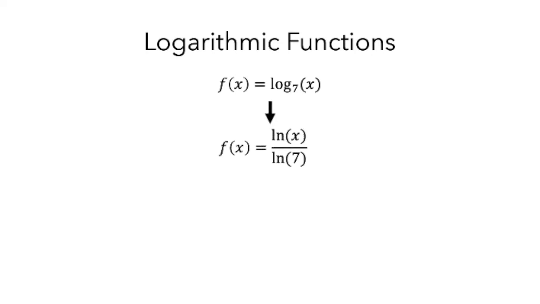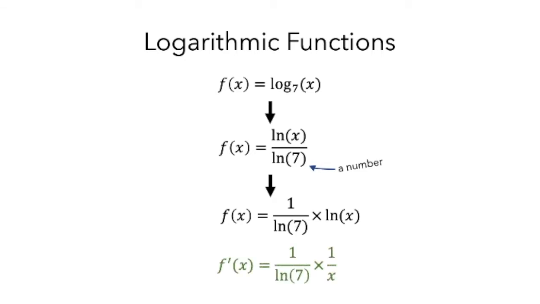There are also other types of logarithmic functions. For example, the 7 here is called the base, and this function is log base 7 of x. You might remember some of the rules for rewriting logarithms. This one can be written as natural log of x divided by natural log of 7. And remember that natural log 7 is just some number. So we can rewrite this as 1 over natural log of 7 times natural log of x. And the derivative is 1 over natural log of 7 times 1 over x.